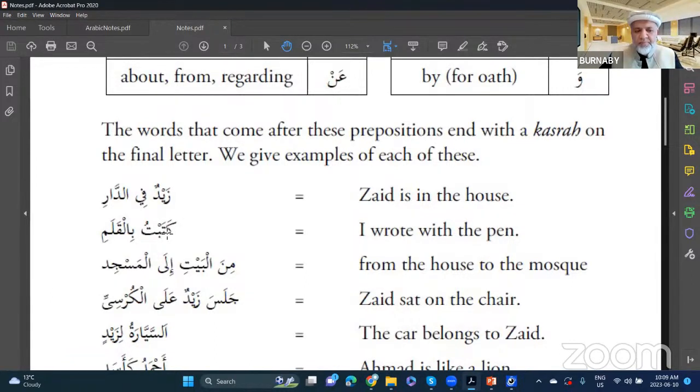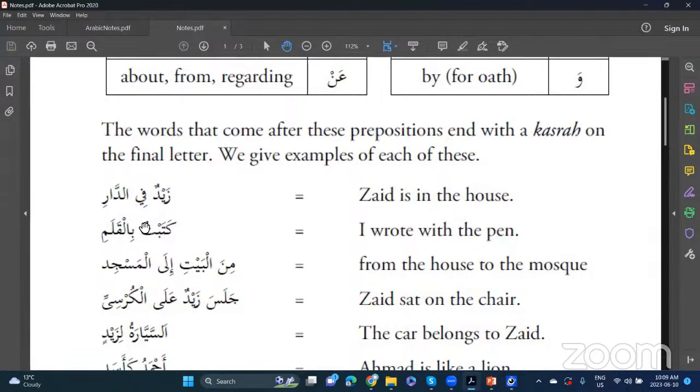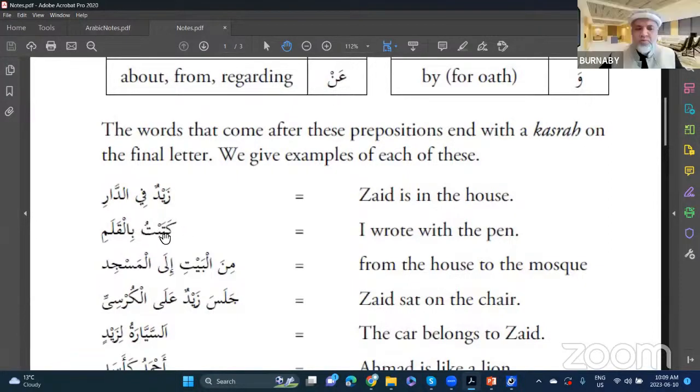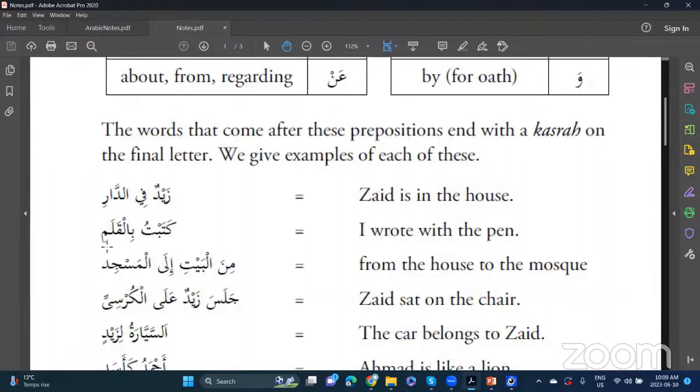Now this one, katabtu bil kalami, is not a jumla ismiya, because katabtu is a fail. Yes, it's a jumla failiya, and jumla failiya also have a mutalliq, and that is also a murakkab jari. You see that is bil kalami. So the letter ba is the harf jar, and al kalami is the noun which is coming after it, and it is in the status of jar. So far, so good?